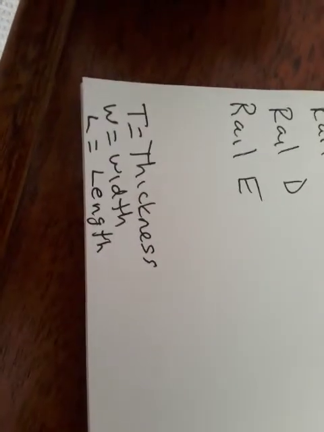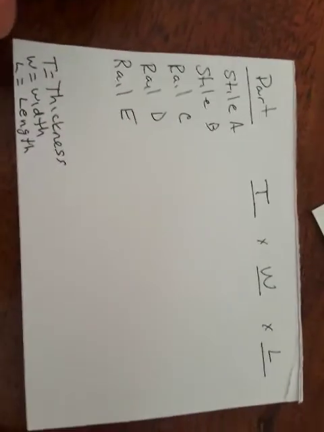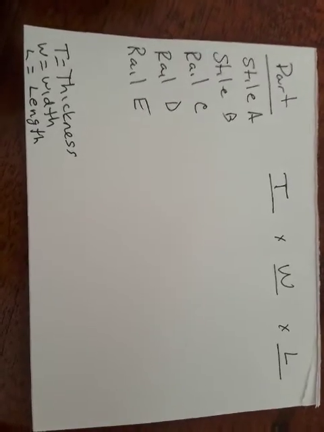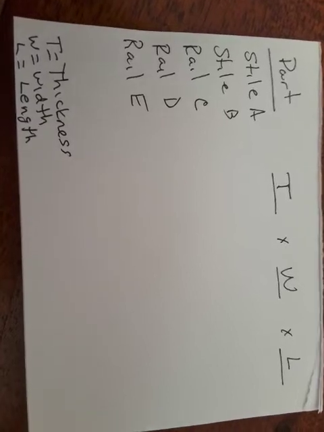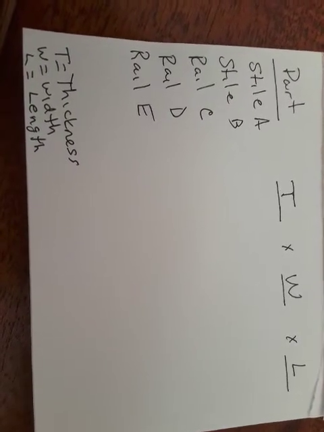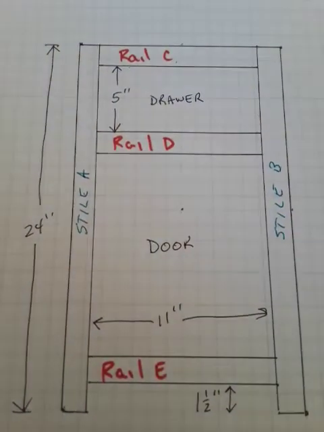What is T, W, and L? See if you can focus on that. T is thickness, W is width, and L is length, okay? So this is going to give us a detailed list of the individual part and its dimensions. So once you go ahead on a separate piece of paper now, create this table, and then we'll talk about filling it in.